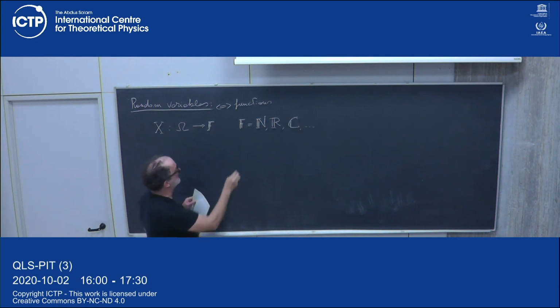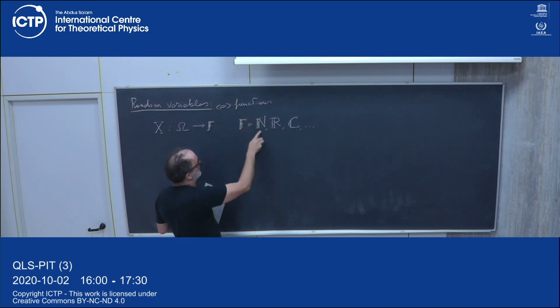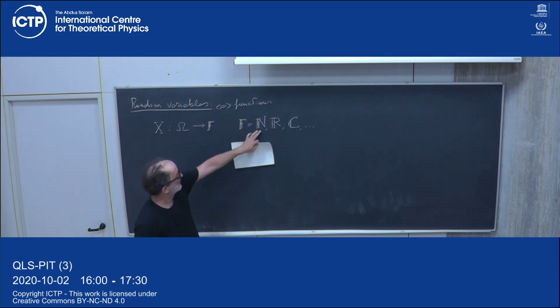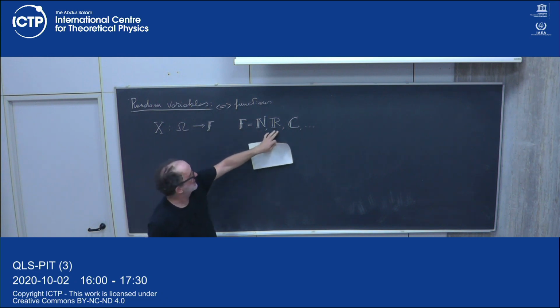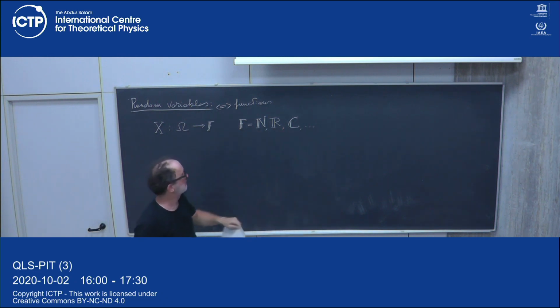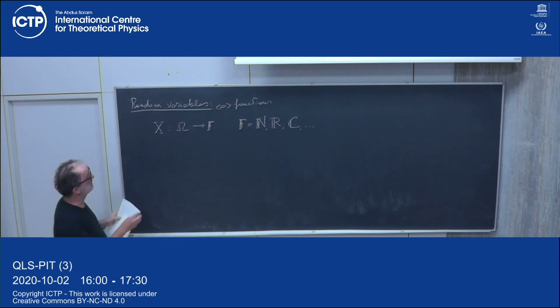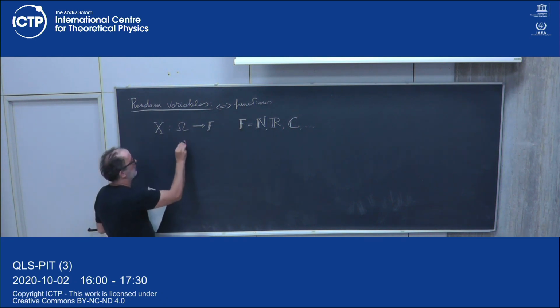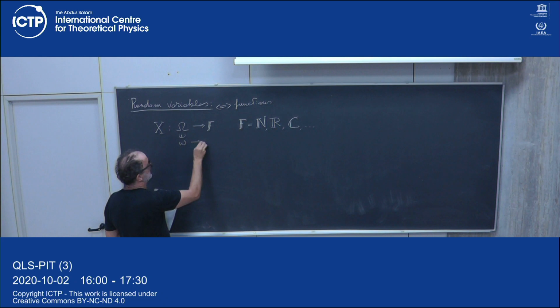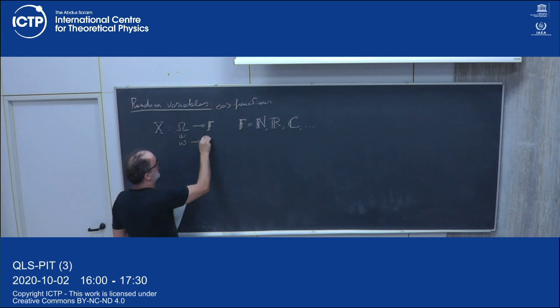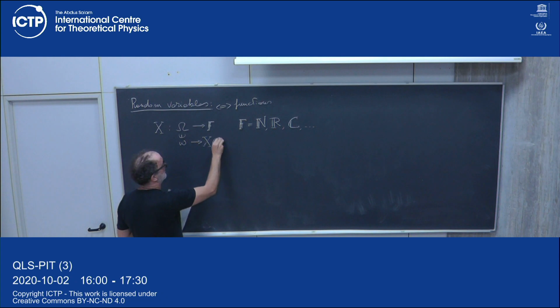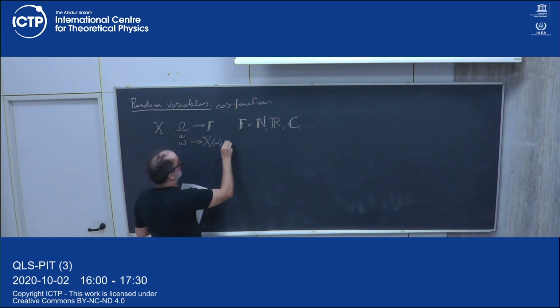So in the case this field is the integers, then we talk about an integer random variable, a real random variable, a complex random variable, etc. Okay, so this means that for any omega that belongs to the sample space, this function associates a value x of omega that belongs to this field.